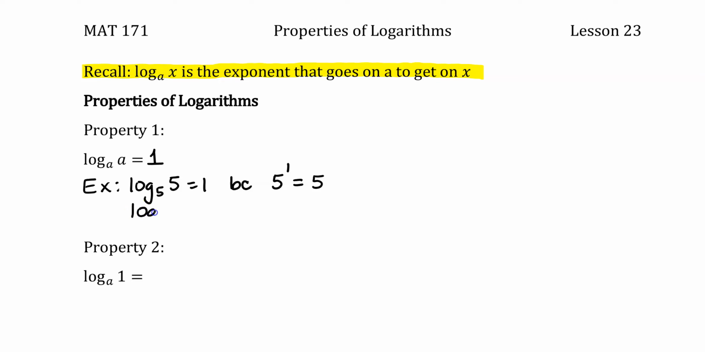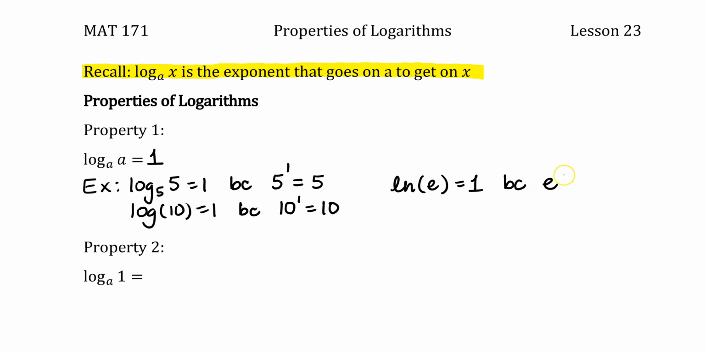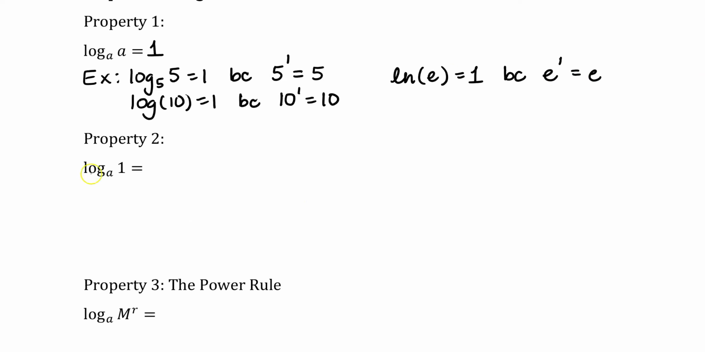Another example is that log of 10 is equal to 1 because, and remember that when you see log written without a base, it's understood that the base is 10. So the base of 10 raised to the first power gives us what's on the inside of the logarithm, which is 10. Another quick example is that natural log, ln, of e is also equal to 1 because the base of the natural log is e, and if I take e to the first power, I will get e back out.